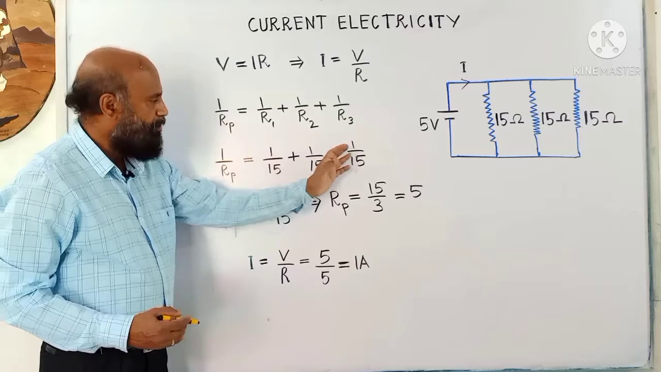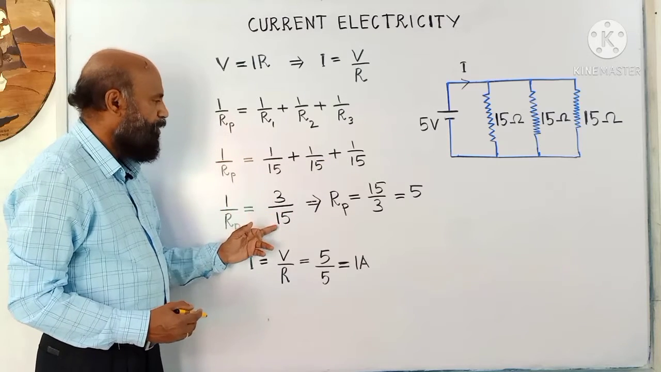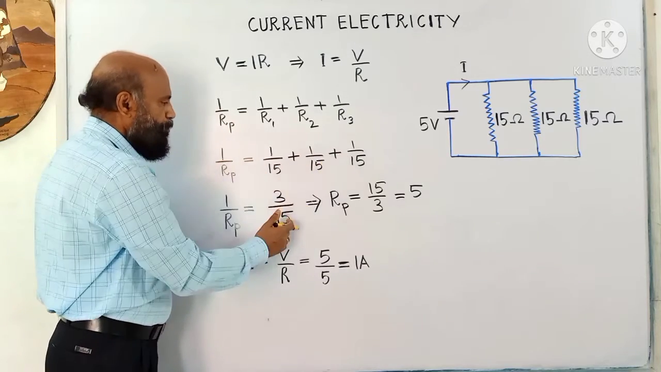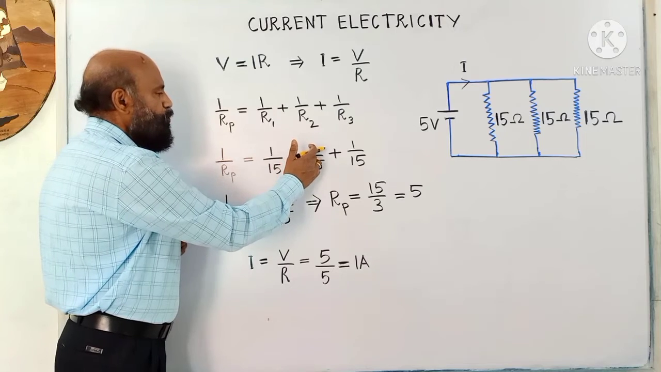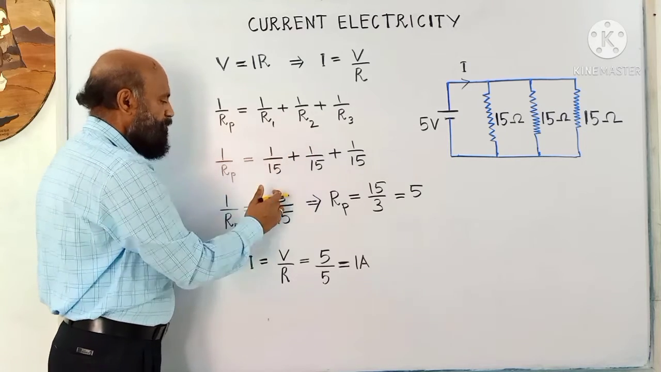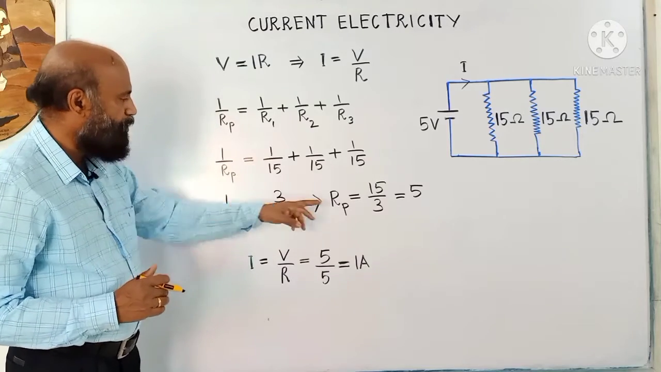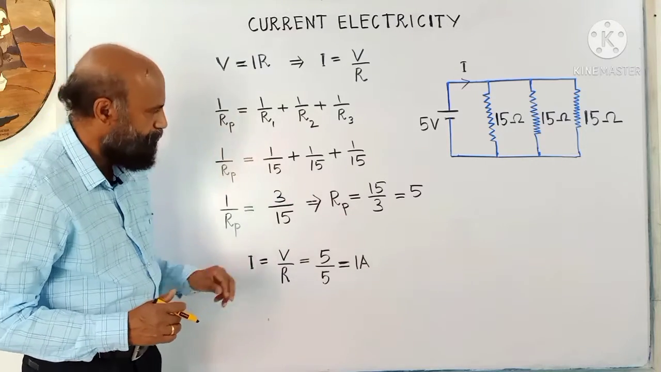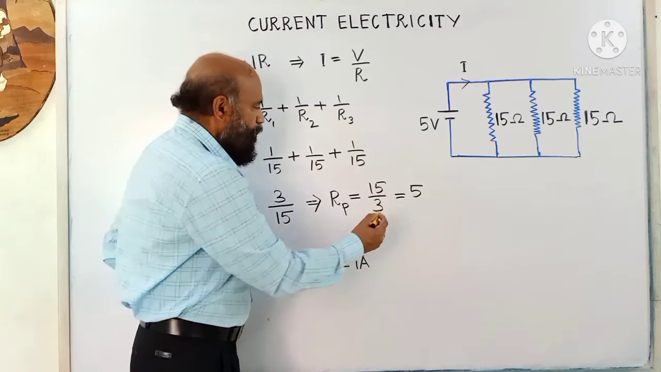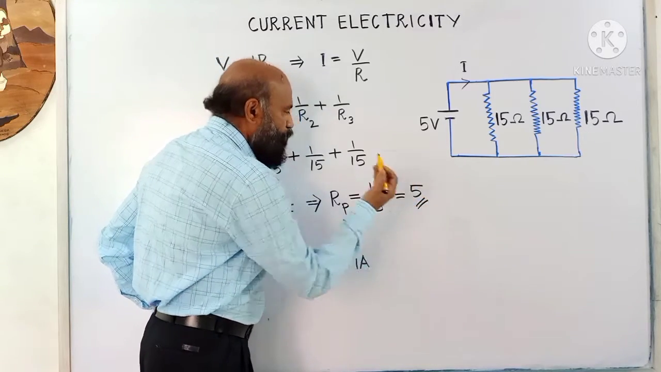So when you add this, with 15 as the common denominator, 1 plus 1 plus 1 is 3. So 1 by Rp is 3 by 15. So Rp is 15 by 3. So effective resistance is 5 ohm.